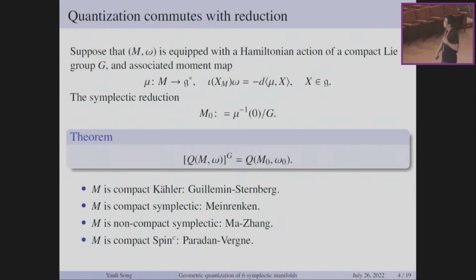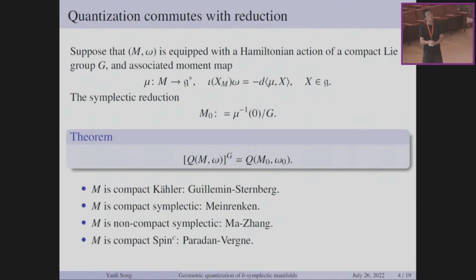So the quantization commutes with reduction theorem, we need a group reduction. Let G be a compact Lie group acting on this compact symplectic manifold. We assume it's Hamiltonian. Then we have a momentum map from the manifold to the dual of the Lie algebra. This little g is the Lie algebra of the compact connected Lie group, and the momentum map satisfies this property. This is well known, the momentum map.